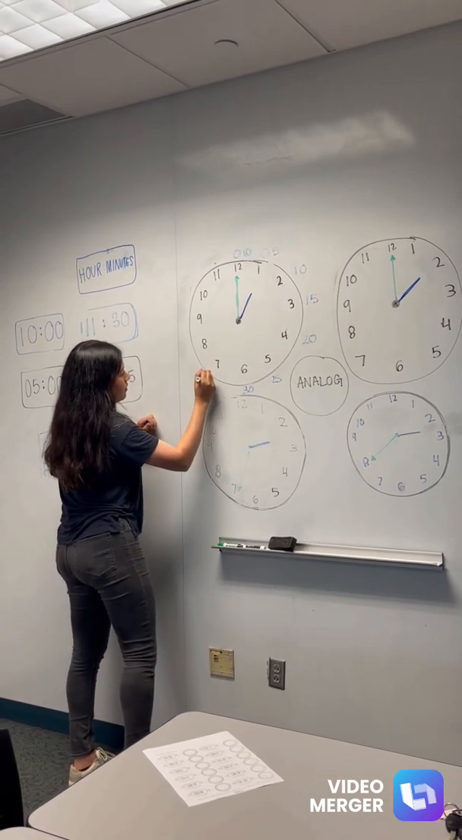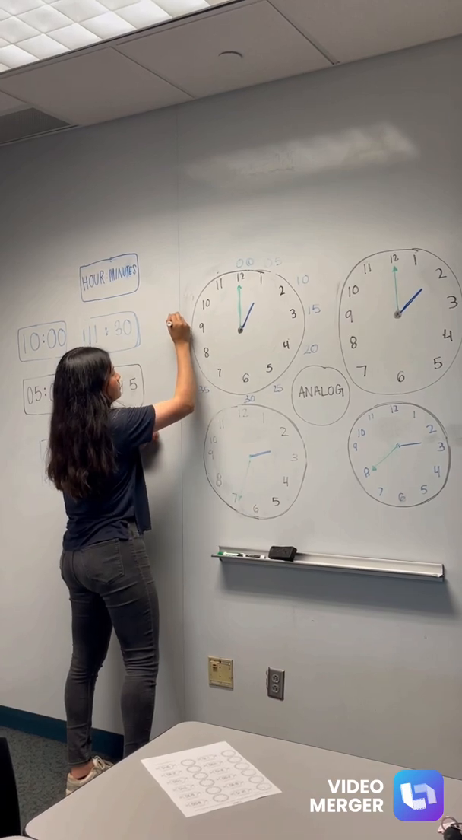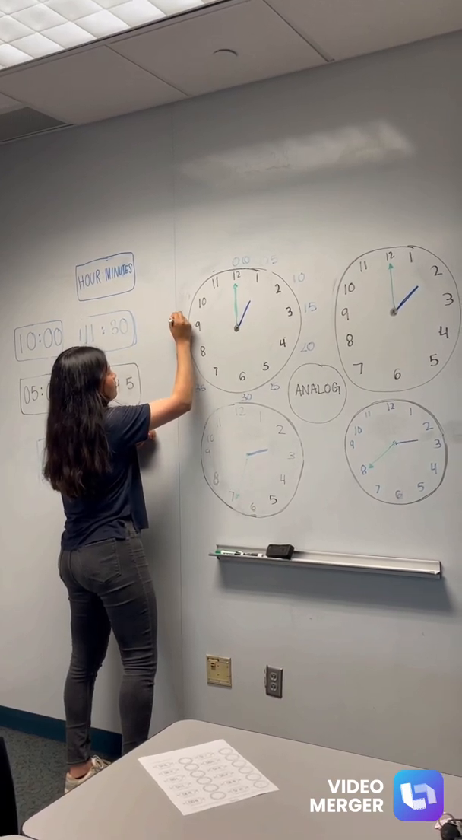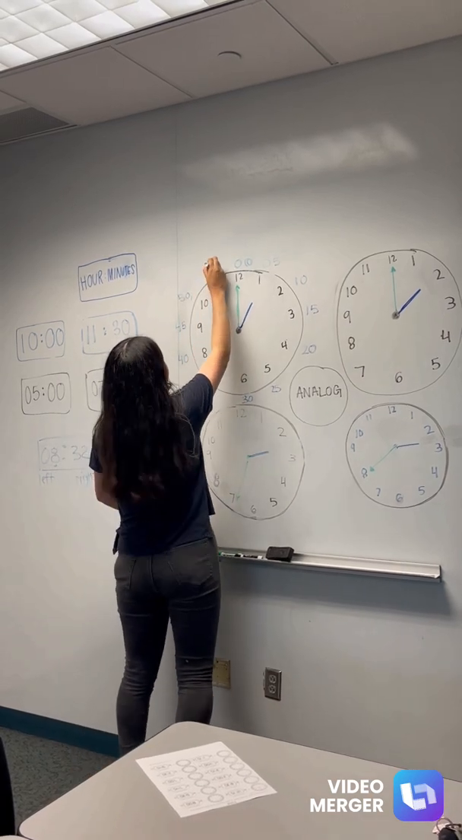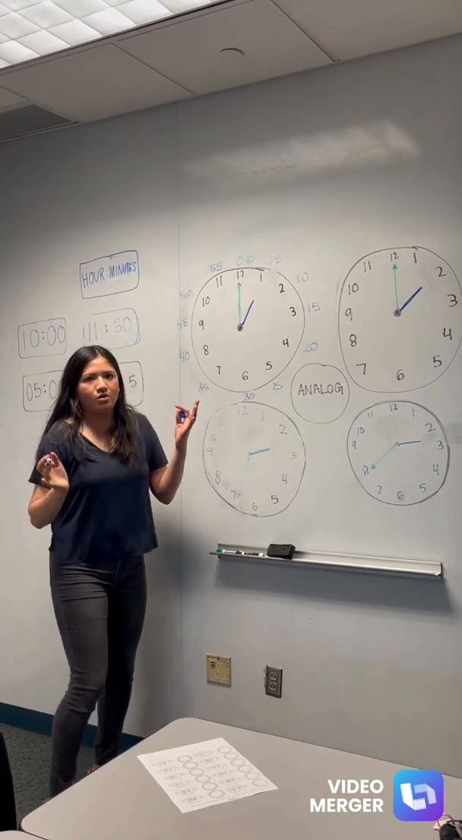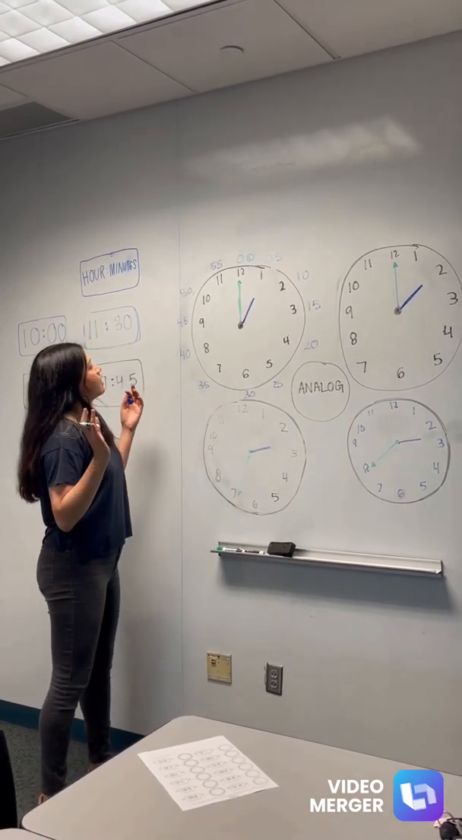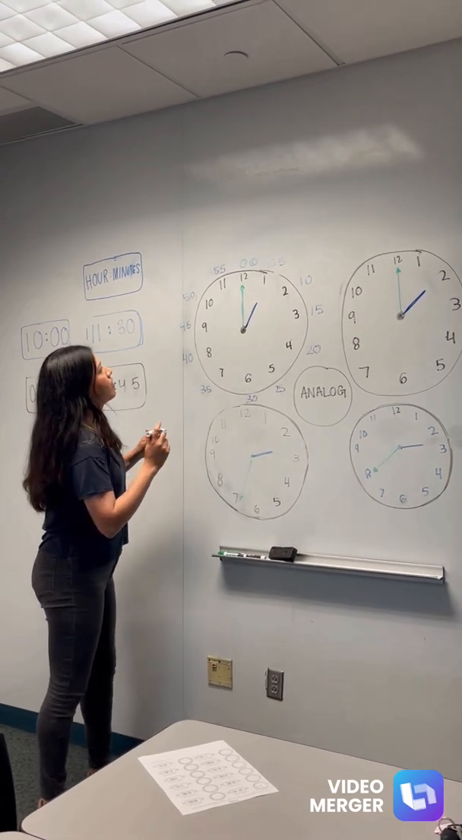7, 35, 40, 45, 50, and 55. So you're asking, where are the rest of the minutes? Where is when it's 2:37, 2:02?